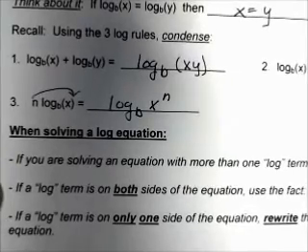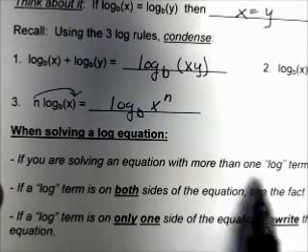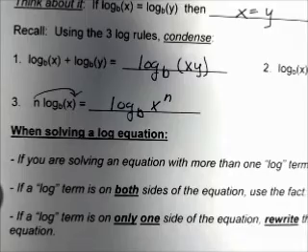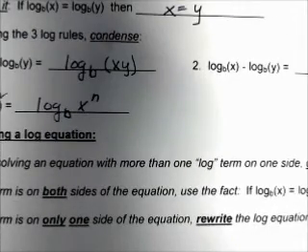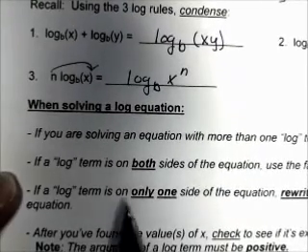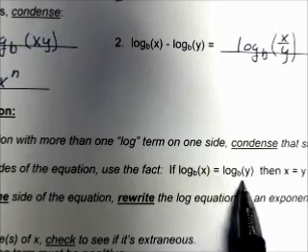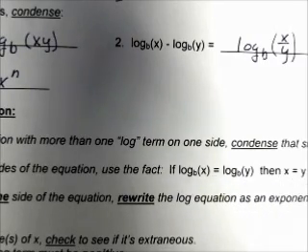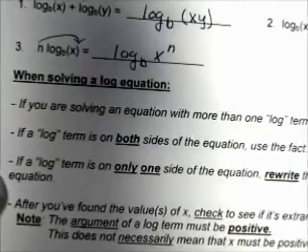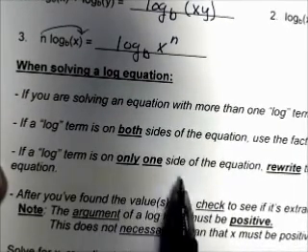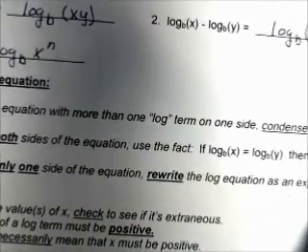All right, but let's see. If you are solving an equation with more than one log term on one side, condense that side. If a log term is on both sides of the equation, use the fact that if log base b of x is equal to log base b of y, then x is equal to y. If a log term is on only one side of the equation, you're going to rewrite the log equation as an exponential.